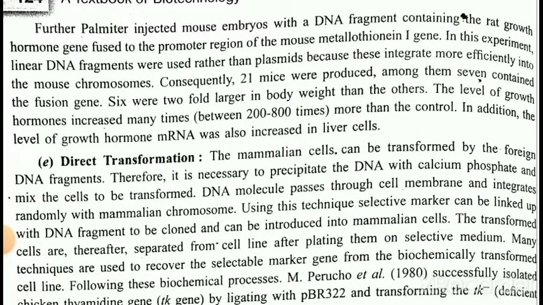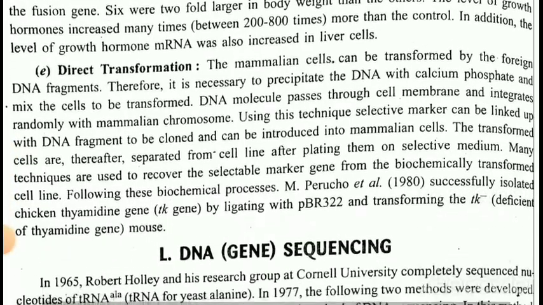Further, Palmiter injected mouse embryos with a DNA fragment containing the rat growth hormone gene fused to the promoter region of the mouse metallothionein I gene. In this experiment, linear DNA fragments were used rather than plasmids because these integrate more efficiently into the mouse chromosomes. Consequently, 21 mice were produced, among them 7 contained the fusion gene. 6 were twofold larger in body weight than the others. The level of growth hormone increased many times, between 200 to 800 times more than the control. In addition, the level of growth hormone mRNA was also increased in liver cells.